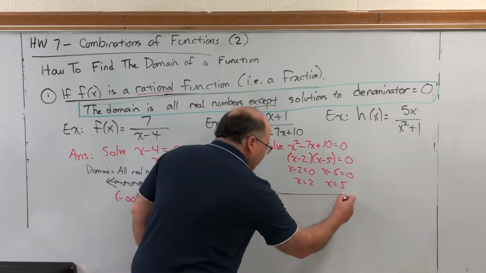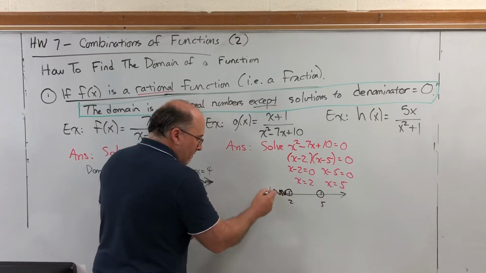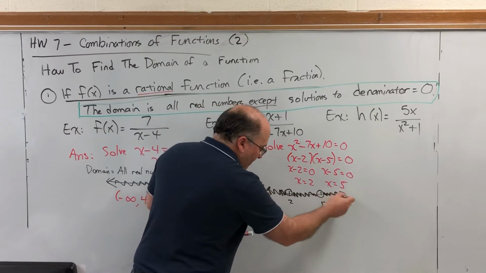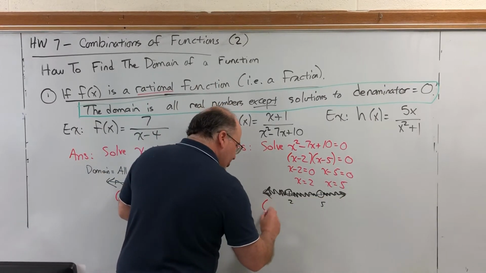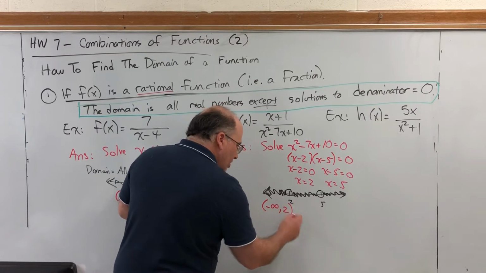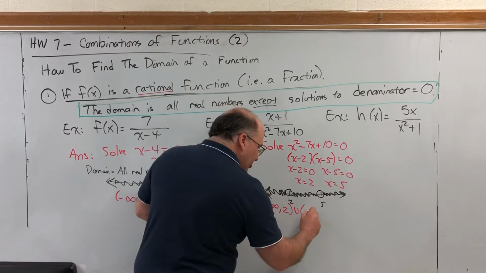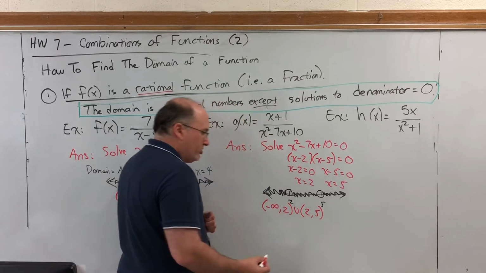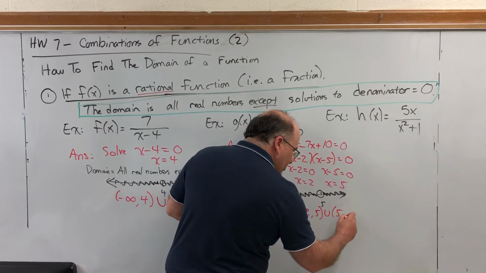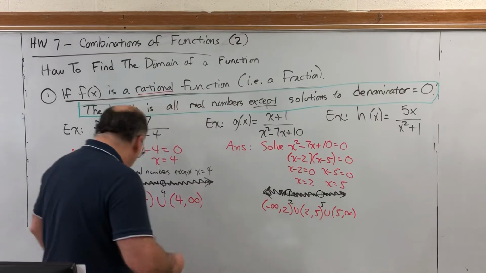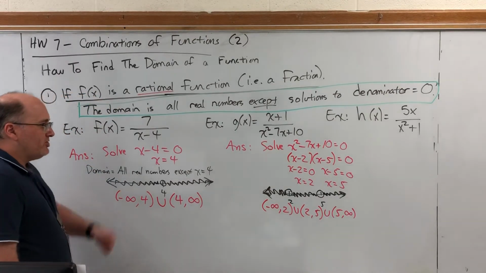So if we were to draw a number line and remove the numbers 2 and 5, and shade in the rest, we have 1, 2, 3 intervals. The interval on the left is parentheses, negative infinity, comma 2, close parentheses, union. The interval in the middle is open parentheses, 2, comma 5, close parentheses, union. The interval at the end is parentheses, 5, comma, infinity, parentheses. Every time you remove a number from the domain, you pick up another interval. Let's look at the last example.